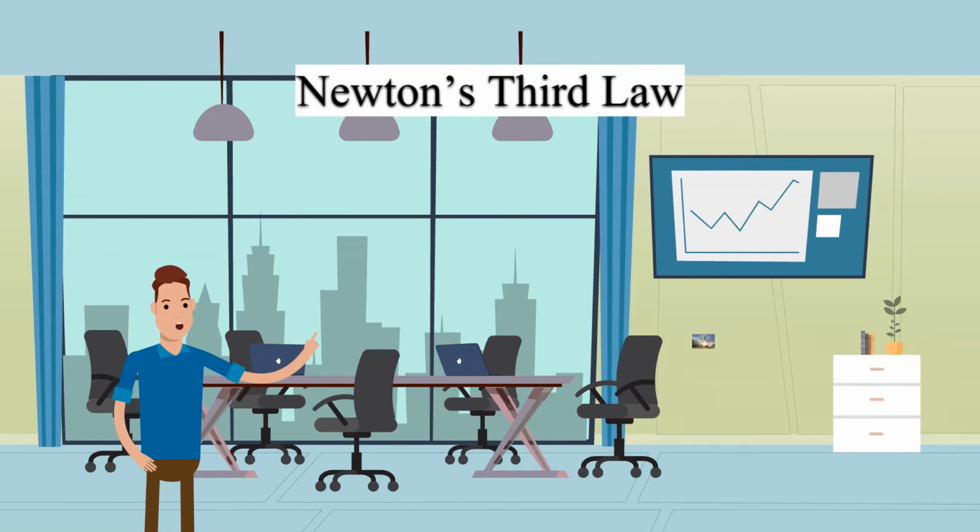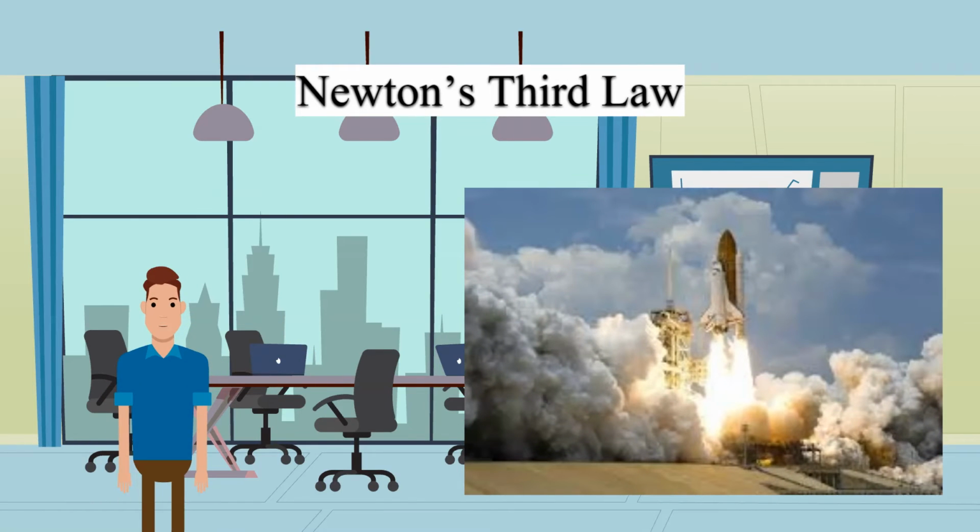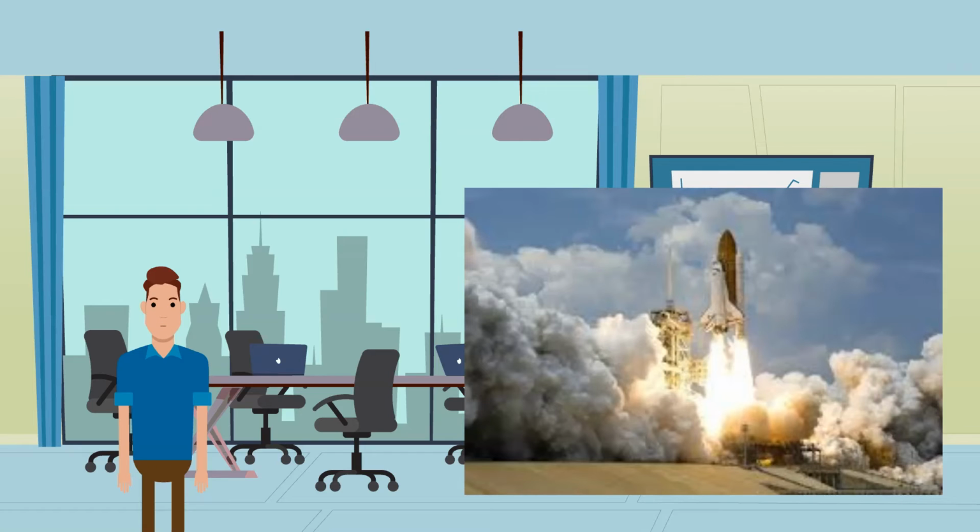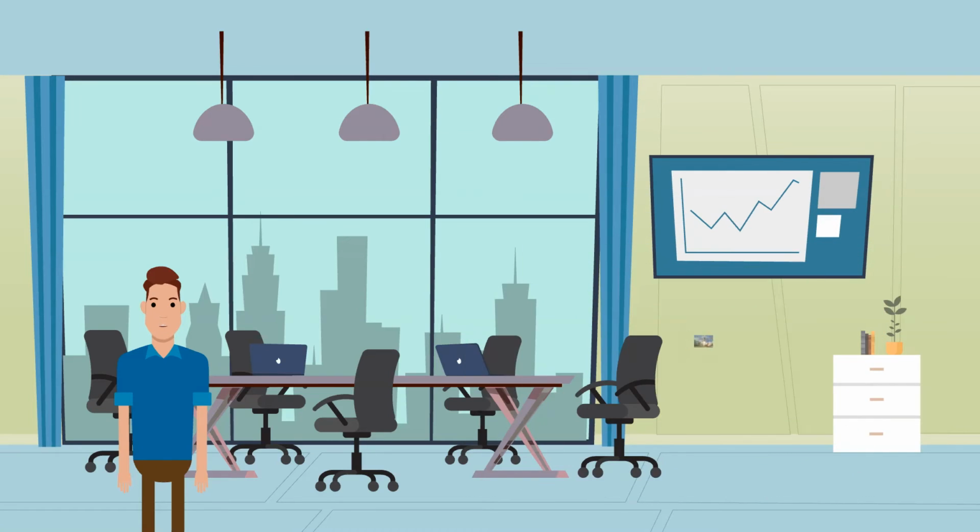Newton's third law: for every action, there's an equal and opposite reaction. For example, a swimmer pushes water back and therefore moves forward. A ball hits a wall, and then bounces back.